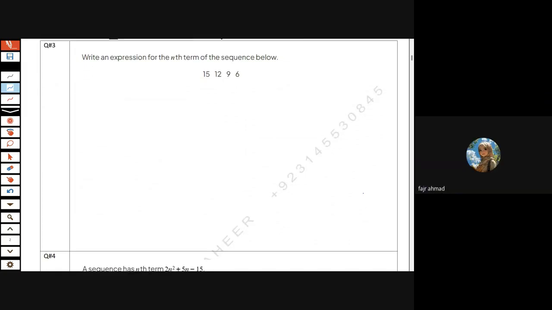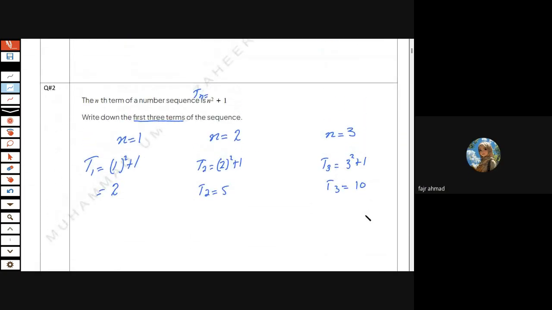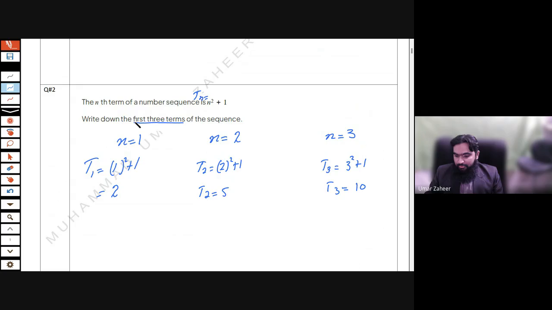Yes, Rabia. Sir, in this question, can we take any term, like n is equal to 5? No, first 3 terms. In the first term, obviously, n will be 1. The second term, n is 2. And the third term, n is equal to 3. He says first 3 terms. Obviously, in the first 3 terms, n will always be 1, 2, and 3. If he says that you have to find the 100th term, you will substitute n is equal to 100. If he says that you have to find the 20th term, you will substitute n is equal to 20. Okay? Yes, sir.